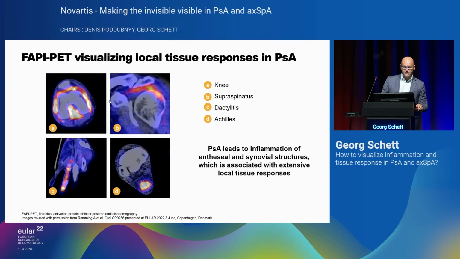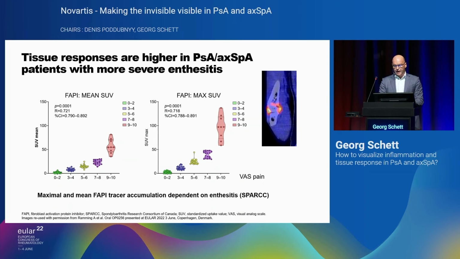There's a nice poster at this EULAR. You can see tissue responses in the knee joint, in the supraspinatus tendon. This is dactylitis, as you can easily recognize, and this is Achilles tendon enthesitis. So it allows you to separate inflammation from tissue responses. You can see, for instance, that it's very effective in psoriatic arthritis in the peripheral joints. Here are the VAS pain scores in patients with psoriatic arthritis, and you can see that the higher the activity of the disease, the more tissue responses are detectable.